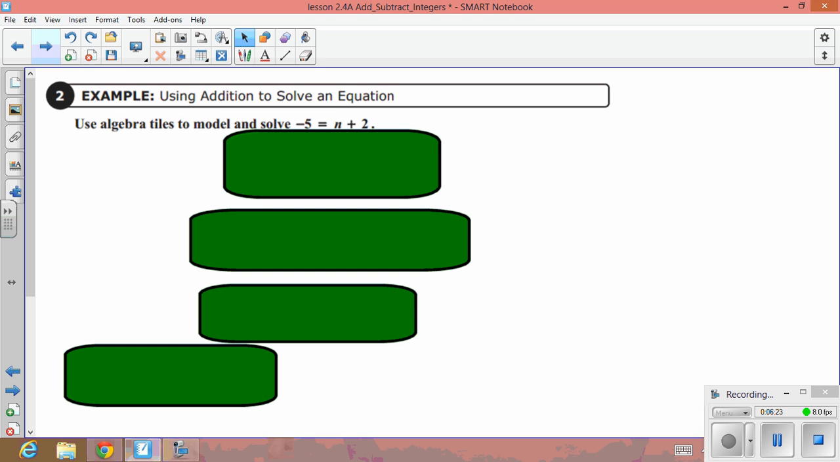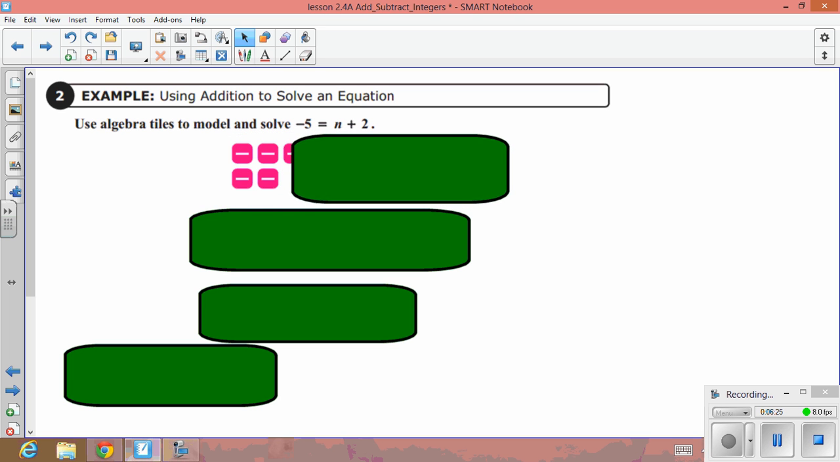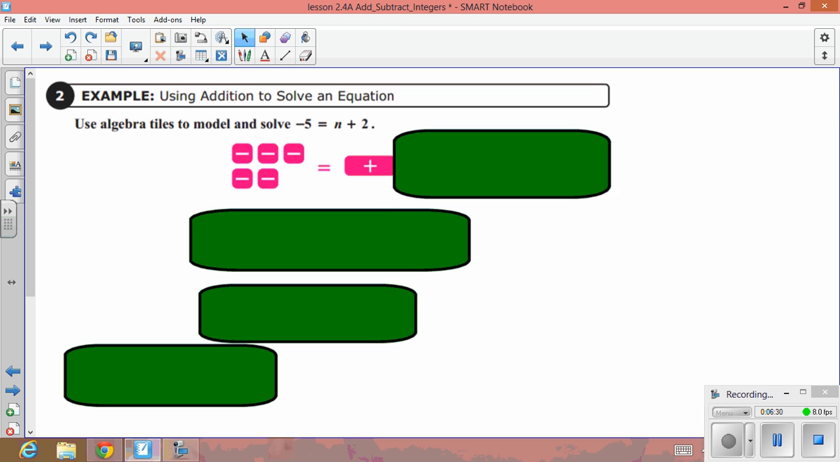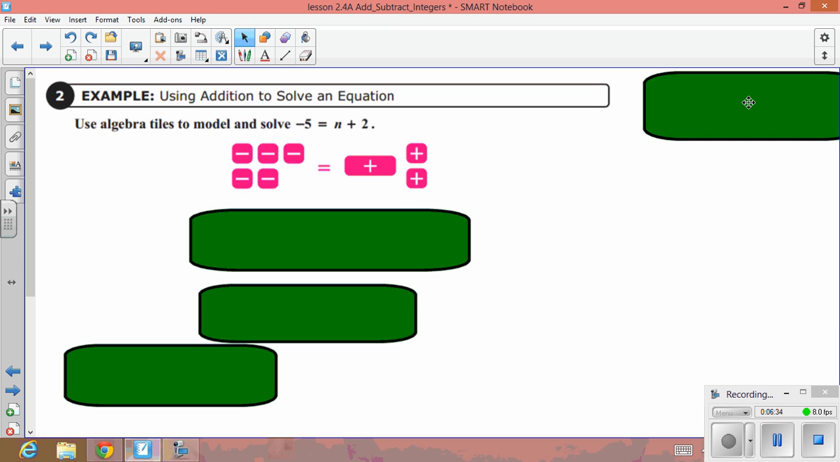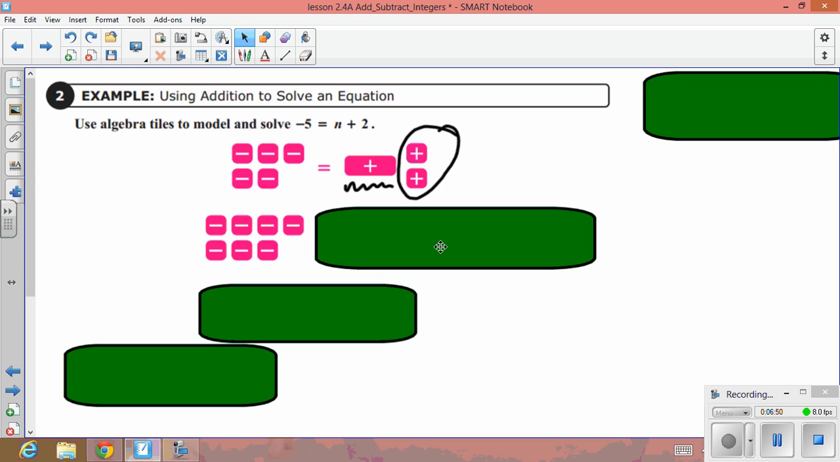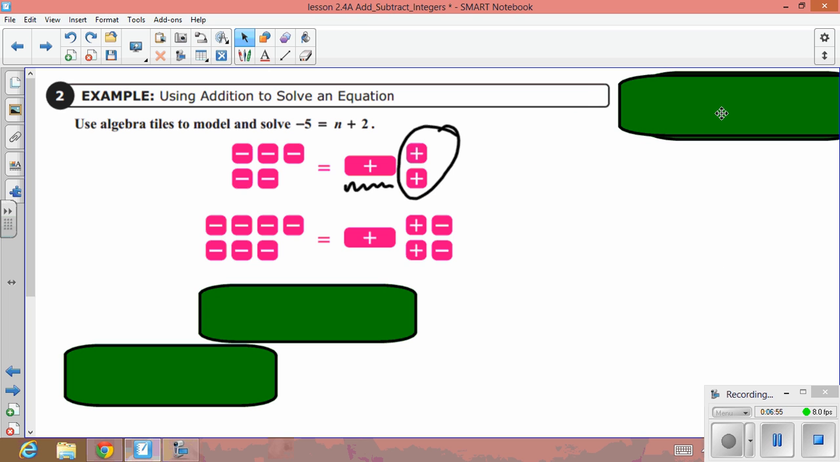Negative 5 equals n plus 2. So there's my negative 5s, 5 negative signs, equals my variable, and then 2 positives. So my goal is to isolate. Remember, isolate means to make alone, to isolate the variable. So these are the pieces that need to go. In order to do that, I subtract 2 on the right and 2 on the left. So it looks like this.